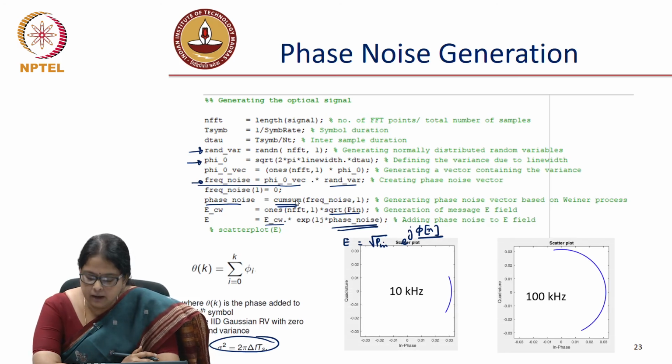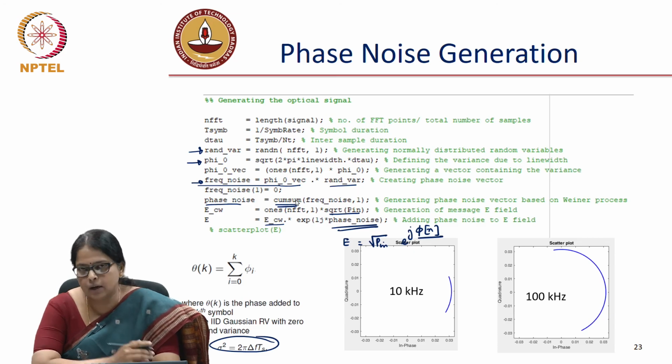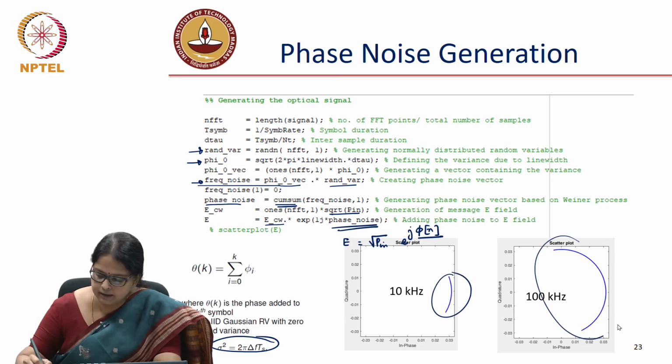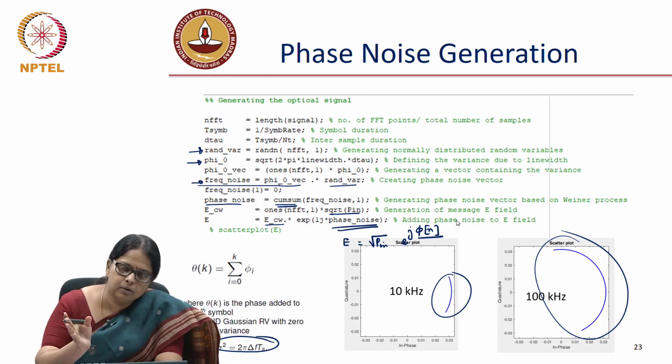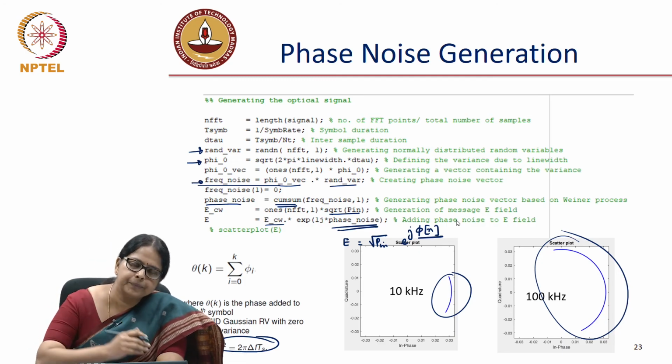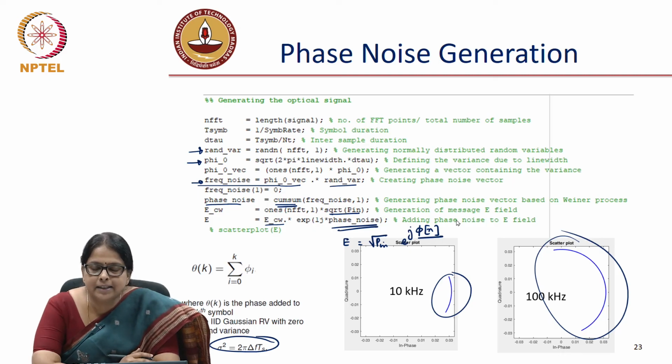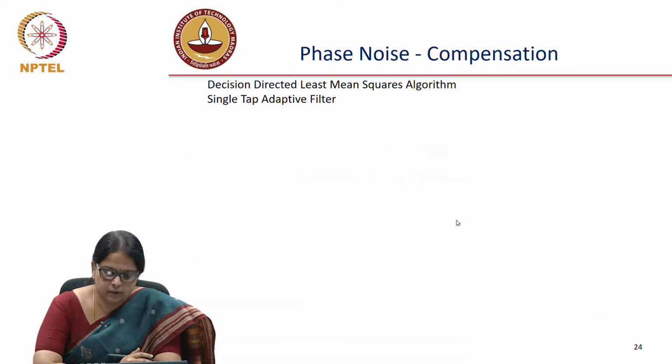And this is an example for a CW case. If you do this generation for 10 kilohertz, you will have an arc like this. For 100 kilohertz, the arc is like this. So, since the spread is known, we can now try to see how to design a filter that is going to compensate for this phase noise.